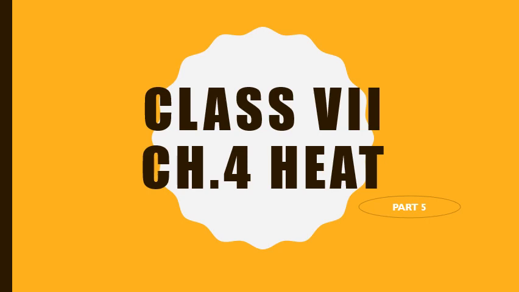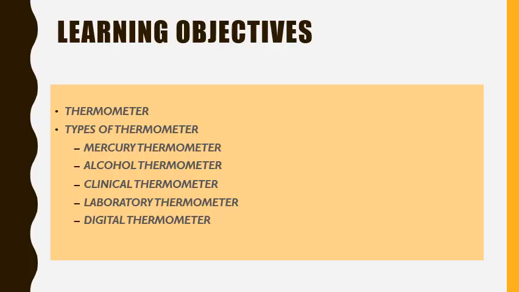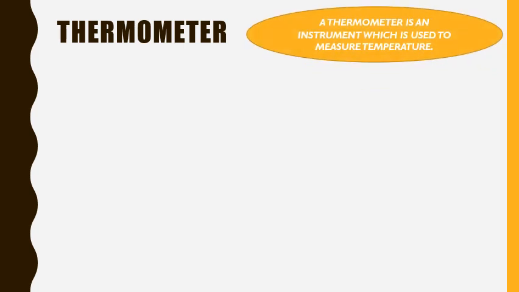Let's move on to the next topics of our chapter, heat. Today we are going to learn about thermometers and their different types, that is mercury thermometer, alcohol thermometer, clinical, laboratory and digital thermometers. Temperature is the degree of hotness or coldness of an object, and this temperature is measured with the help of a thermometer. So we can say that a thermometer is an instrument which is used to measure temperature.